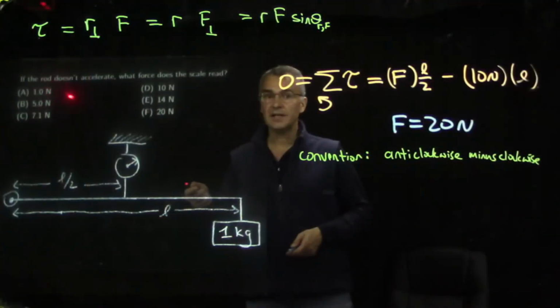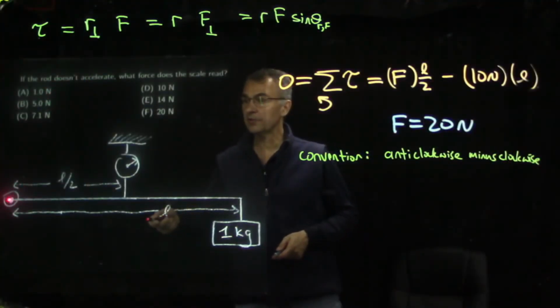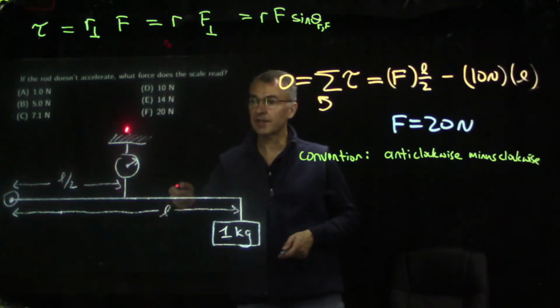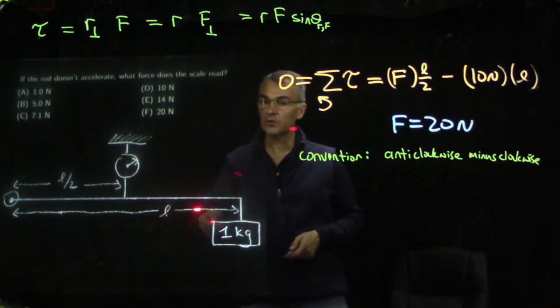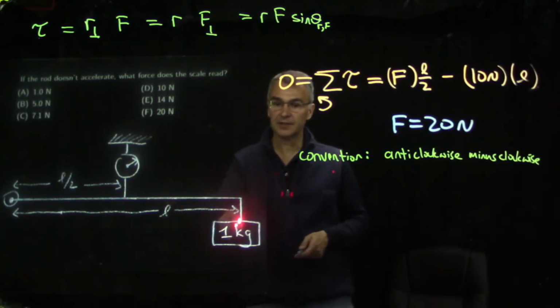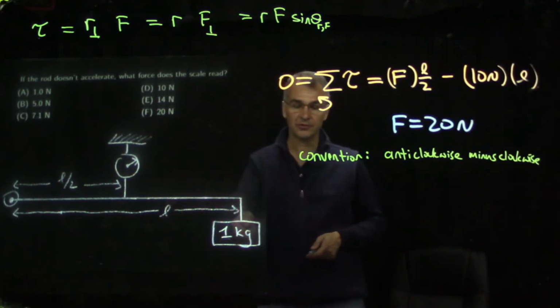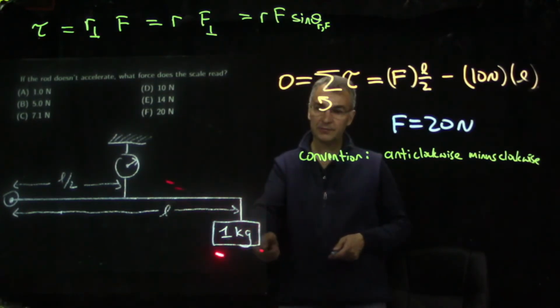Good. Okay, now here's the pivot way on the left, and halfway across the ruler I have an unknown force which is upward. Then all the way across I have a 10 Newton force which is downward. So 1 kilogram times little g is 9.8 newtons. We'll call that 10 newtons. So we have 10 newtons downward.